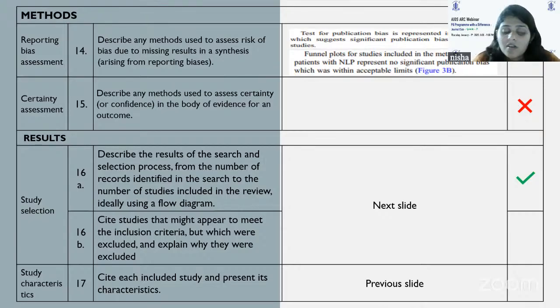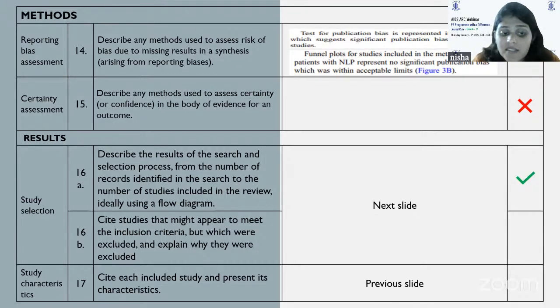Study selection, in points 16A and B, is nothing but describing the results of the research and selection process from the number of records identified. That is basically how the authors went through the entire process of selecting the articles, and even if they found articles that were pertinent to their study, they excluded some of them, and why those articles were excluded. They have given a very good flowchart for the same.